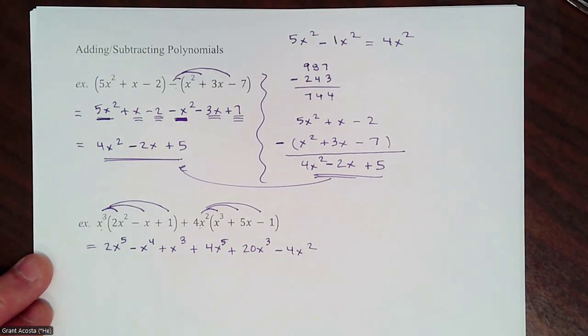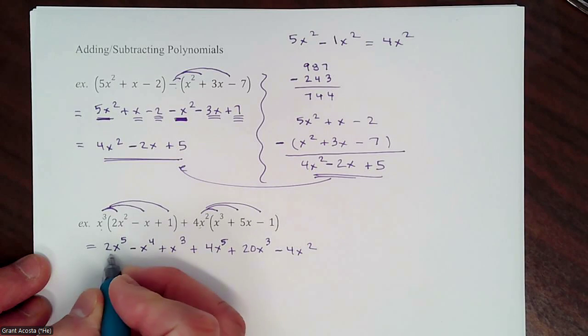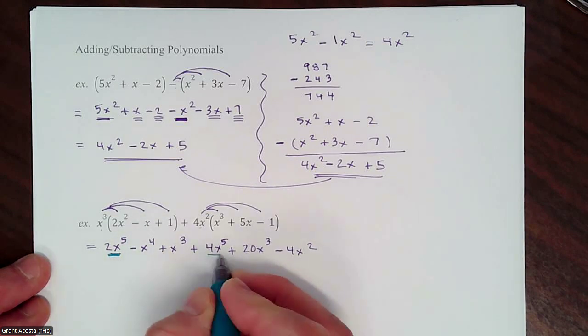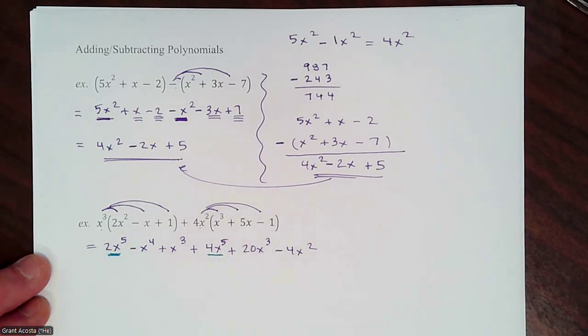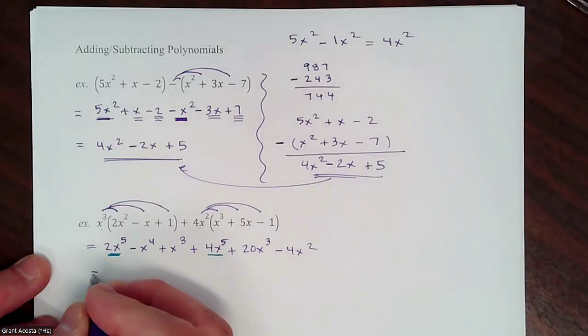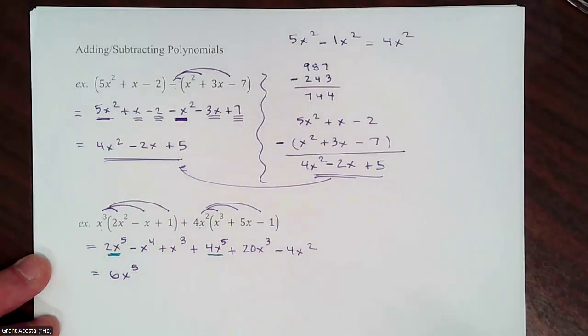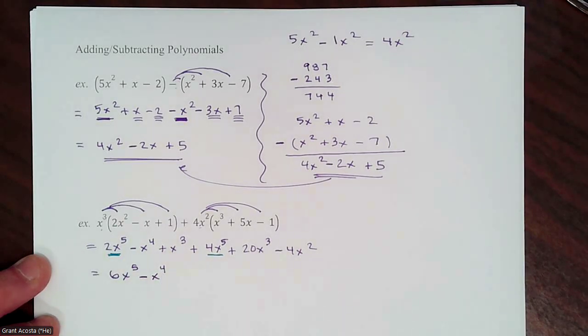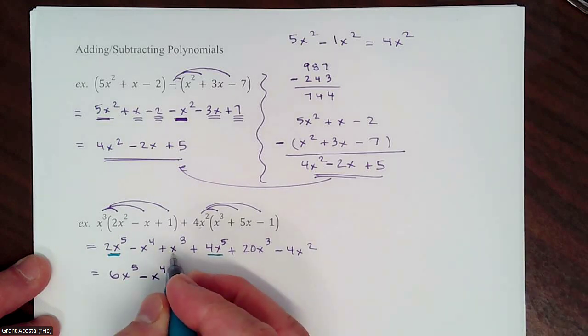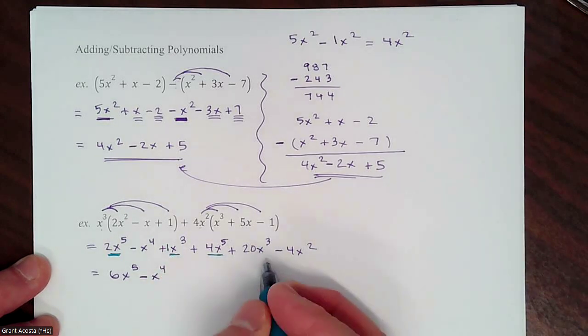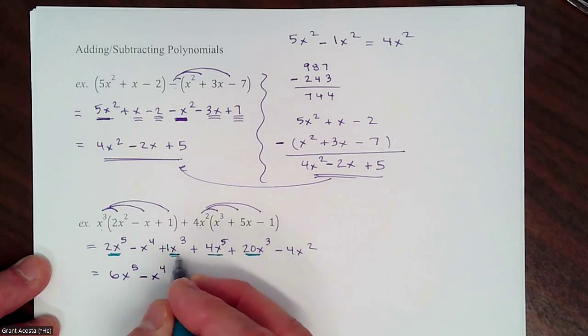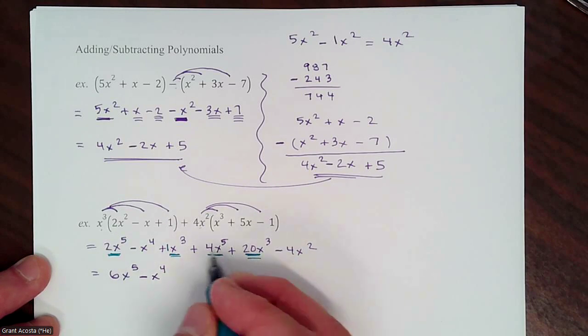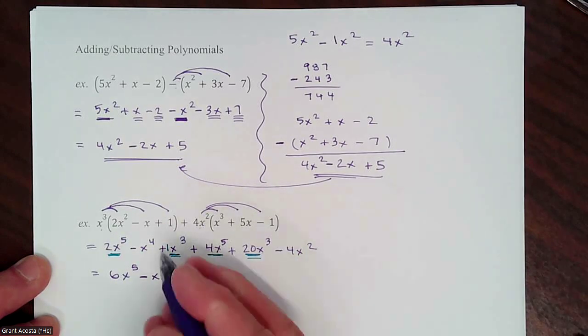And then we'll start to look for like terms here. So 2x to the 5th and 4x to the fifth. They have the same degree, so I can add those together and that gives me 6x to the fifth. I only see one x to the fourth term, so I'll just write that one down. I see x cubed, which is like a 1x cubed plus a 20x cubed. So those are like terms. 1x cubed plus 20x cubed is 21.